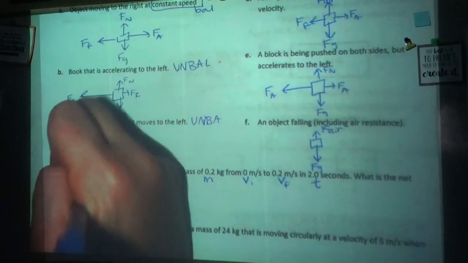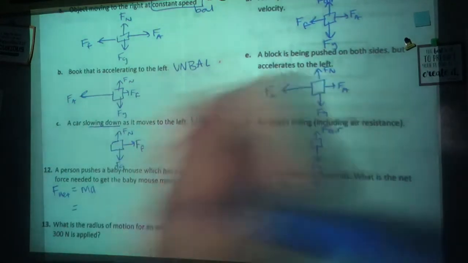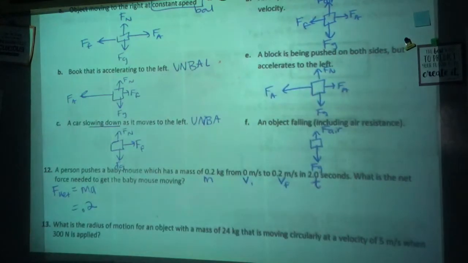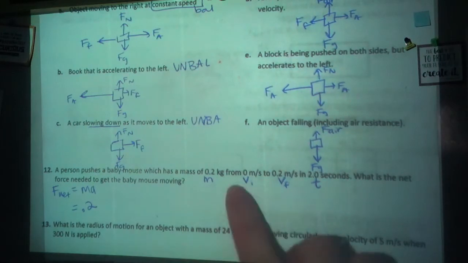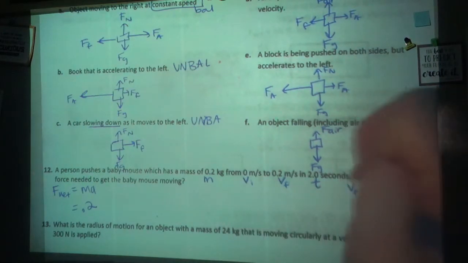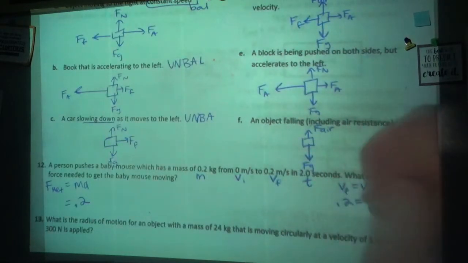Well, net force is just mass times acceleration. You have the mass, it's 0.2. Now you need your acceleration. But what I have is Vi, Vf, and t, so I can just plug in Vf equals Vi plus at. Vf is 0.2, Vi is 0, a times 2.